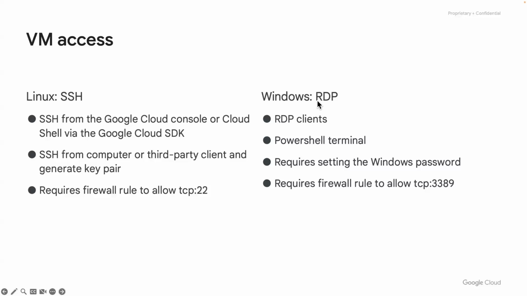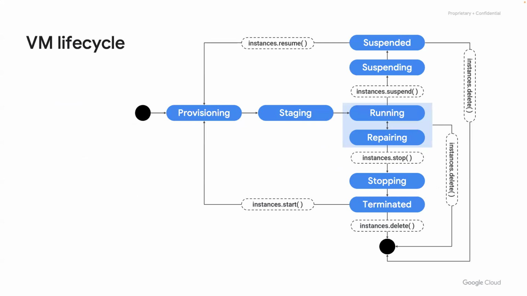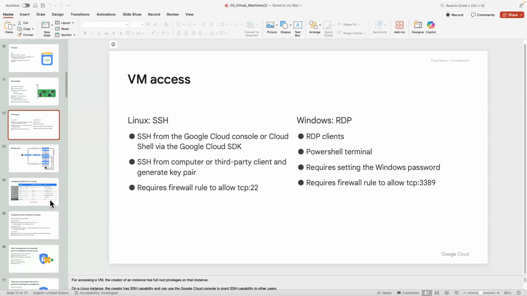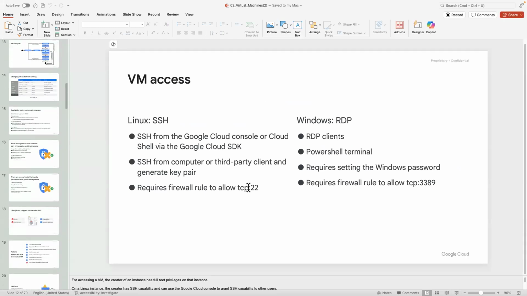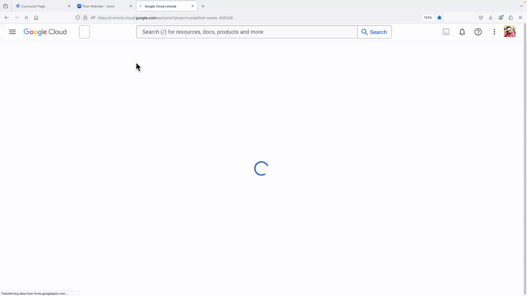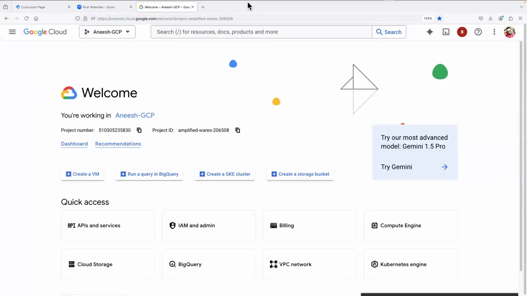Same way for Windows, RDP is the protocol used to access any Windows machine remotely, and this is the port number used. We will create a VM and move on to the other topics. Okay, let's create a virtual machine with this knowledge. I hope so far it's clear. If there is any question, feel free to ask.